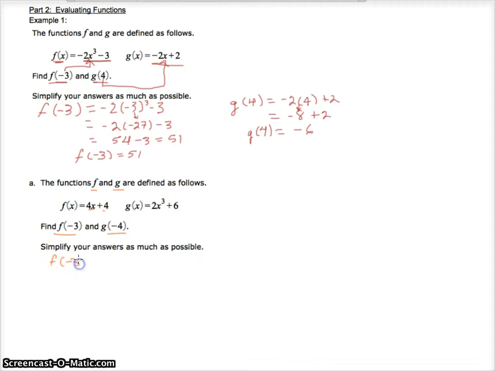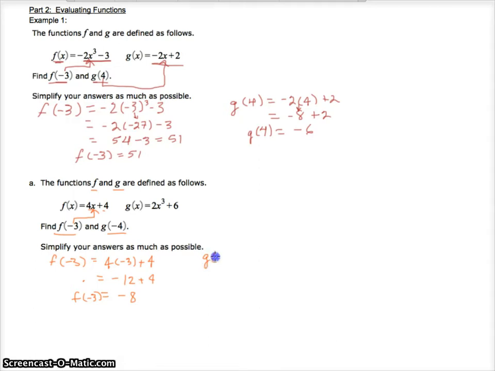F of negative 3 means I'm going to plug negative 3 in for x. So I'll have 4 times negative 3 plus 4. 4 times negative 3 gives me negative 12 plus 4. Negative 12 plus 4 is negative 8. So f of negative 3 equals negative 8.